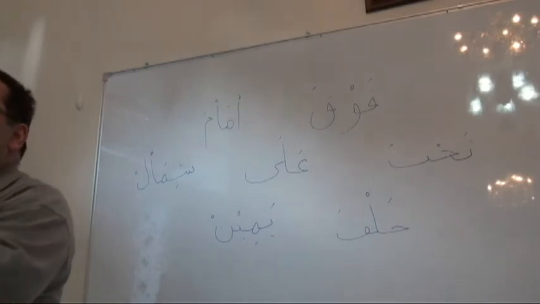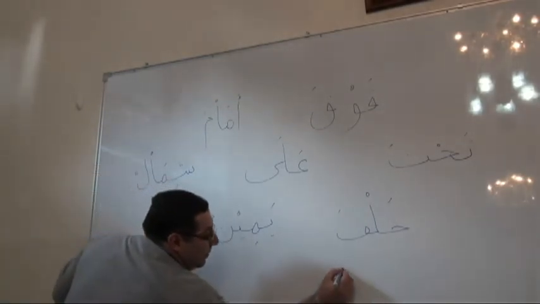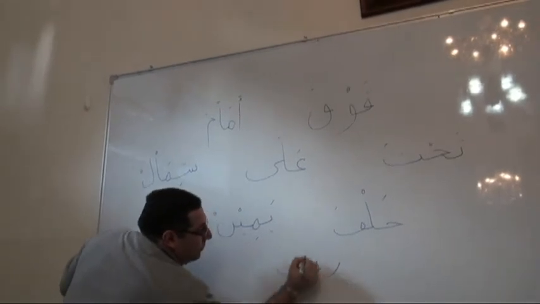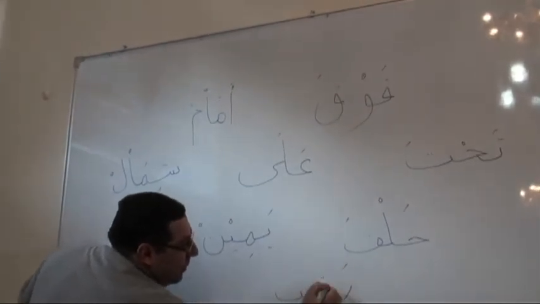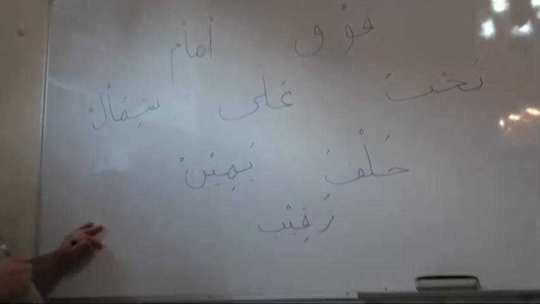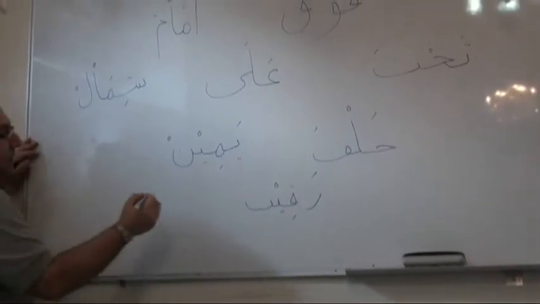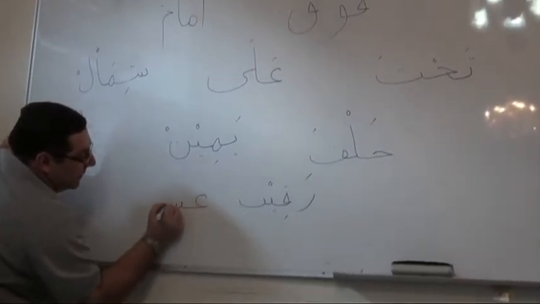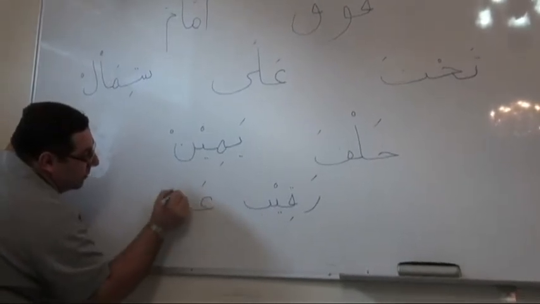Question. Can you write down Raqib and Atid? Raqib and Atid. Okay, no problem. This is Raqib. And this is Atid.